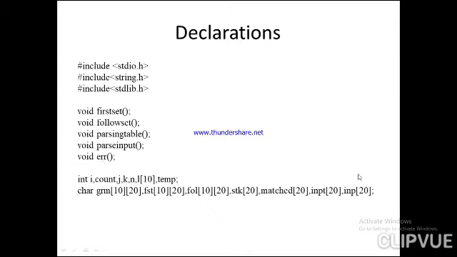And here are some of the declarations. GRM, the grammar, is a two-dimensional array. Then whatever first of the non-terminal we find is stored in first, and whatever follow of the non-terminal we find will be stored in the follow set.